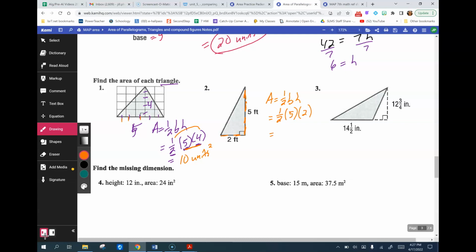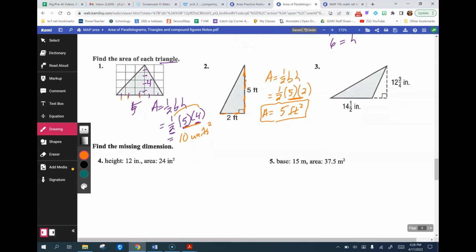Area is equal to 1/2 base times height. I could cancel out the 2's, but I like to just do this. 5 times 2 is 10. 1/2 of 10 is 5. So this is 5 feet squared. That is my area. Okay.